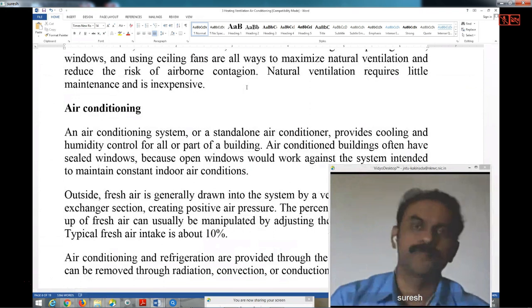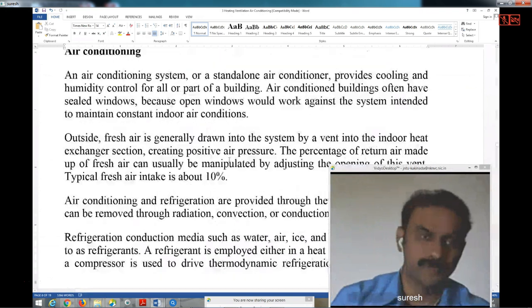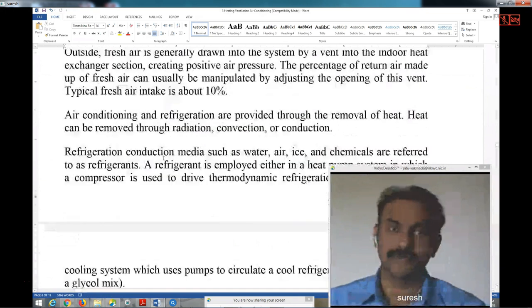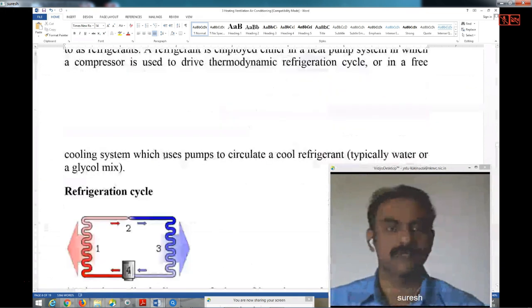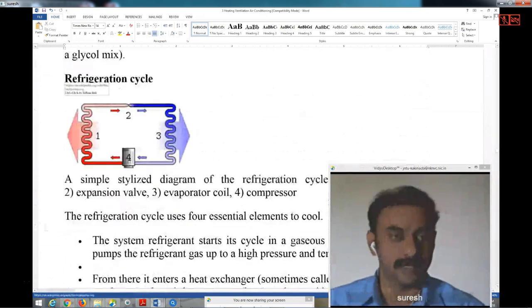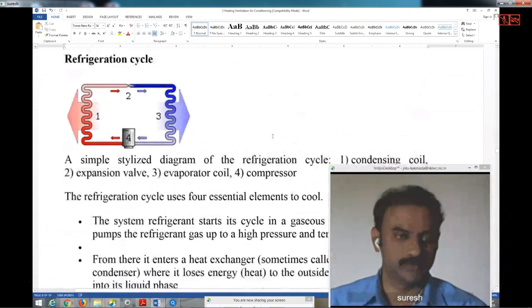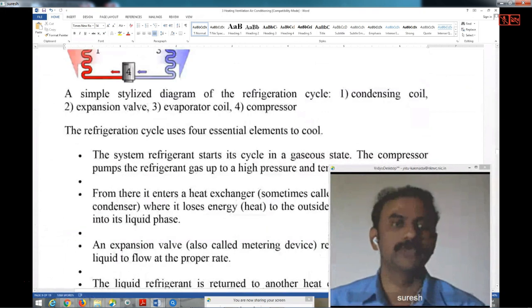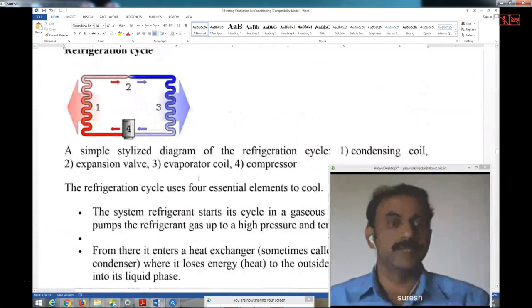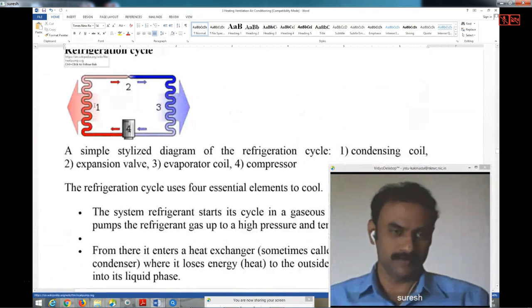So air conditioning typically takes fresh air of about 10% of the room requirement; it always takes fresh air into the room. Coming to the refrigeration cycle that is used, the hot air which is taken is liberated to the atmosphere, and the cool air is passed into the room. So it consists of a simple diagram of the refrigeration cycle. There is a condensing coil, expansion valve, then evaporator coil, and compressor. So one, the condensing coil, where the heat is exchanged.